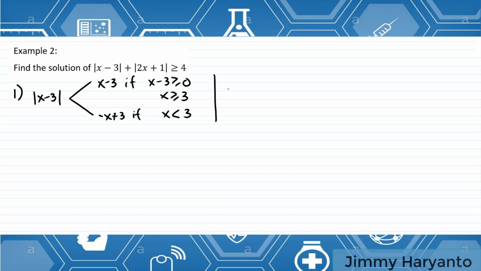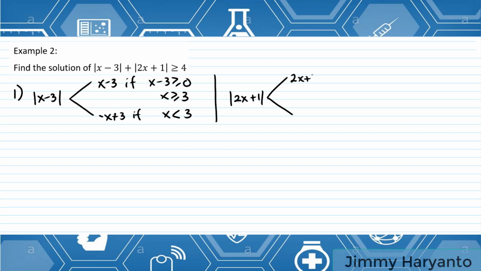And the second one will be the absolute value of 2x plus 1, which will become 2x plus 1 if 2x plus 1 is greater than or equal to 0, that is, x greater than or equal to negative half. And it becomes negative 2x minus 1 if x is less than negative half. Okay, this is the first step.